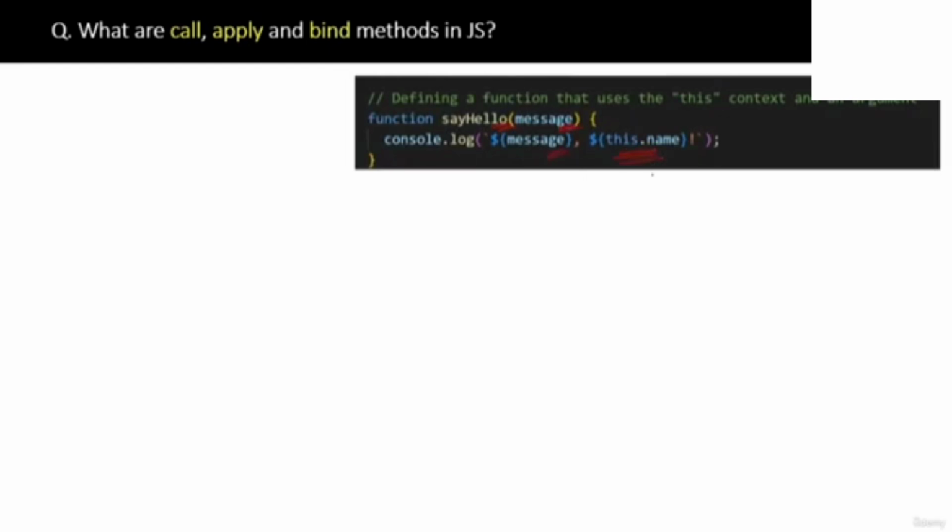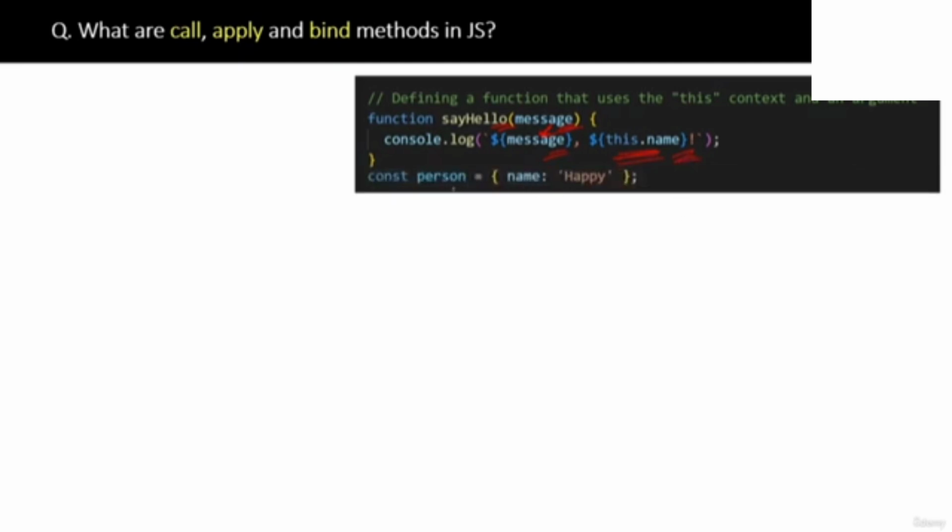Okay, so here the message we will get from the parameter. Fine. But from where will this dot name come? This will come from the object, like a person. So that is the context which will vary with the different objects. The say hello function will run differently with the person context, and it will run differently with some other object context. So here the this keyword will represent the context only, which is person in this current case.